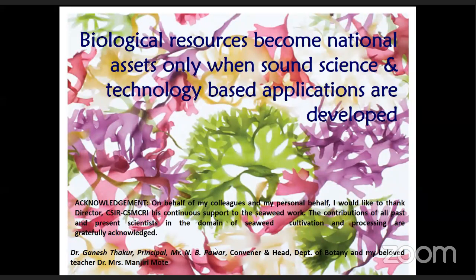And I'm also thankful to all the colleagues who worked in CSMCRI, past and present, who have developed these beautiful technologies. And once again, I must thank all my teachers, starting from my school days up to my PhD, because they all have inspired me to take a very different path and guided me to research and this fascinating world of seaweed. And thank you once again, Mote Madam, for suggesting my name to the management. It was a very great pleasure to talk to all of you. If there are any questions, I'll be very happy to take them. Thank you.